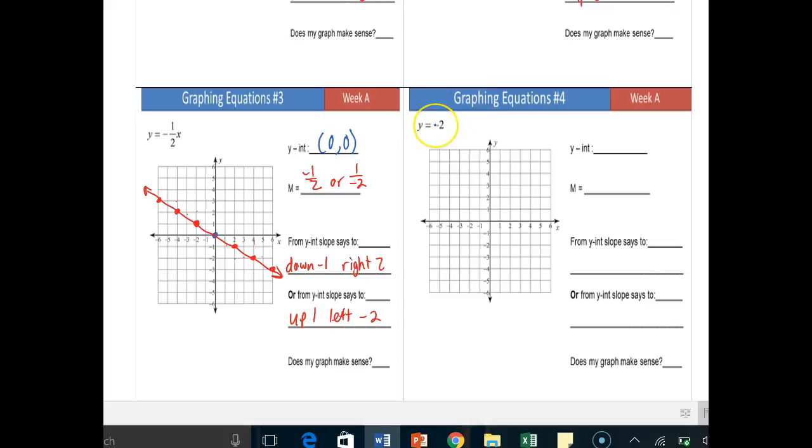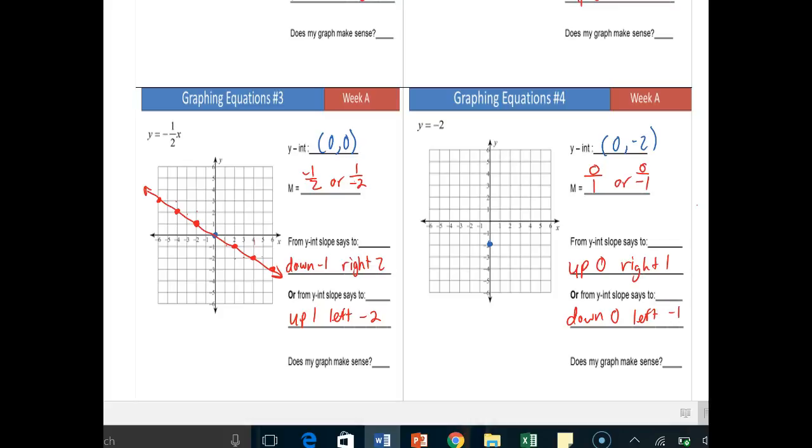This time I have no x, so therefore my slope is 0 over 1 or 0 over -1, meaning I will move up or down 0 times and right 1, or up or down 0 times and left 1. The y-intercept is plainly right there, it's (0, -2). So I start at -2. And again, how do I move? I move up 0, right 1, or down 0, left 1.